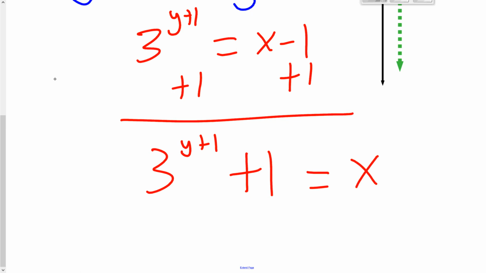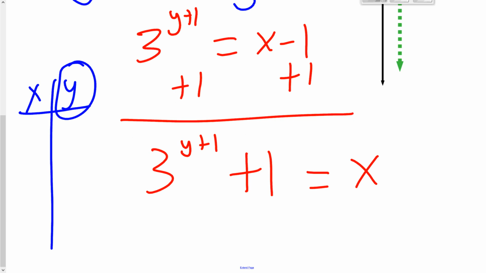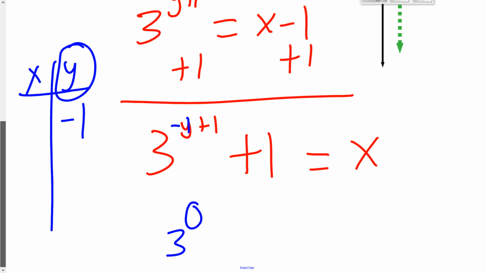So now I can make my table, but this time I'm choosing my y's first. So what's a good y to pick? How about negative 1? Because that would make 0 there, right? So negative 1. So 0 to the third power is 1, right? And then 1 plus 1 would equal 2, so my x would equal 2.